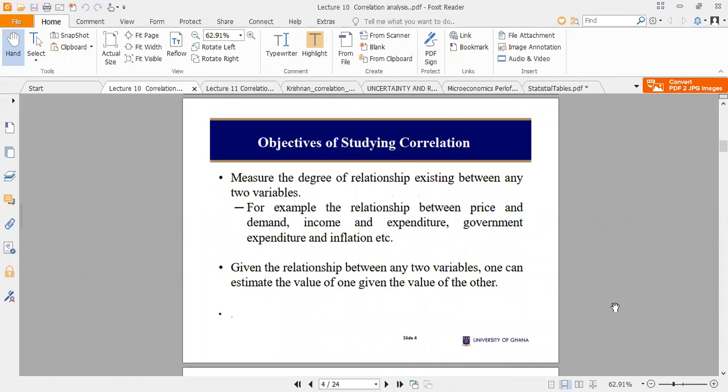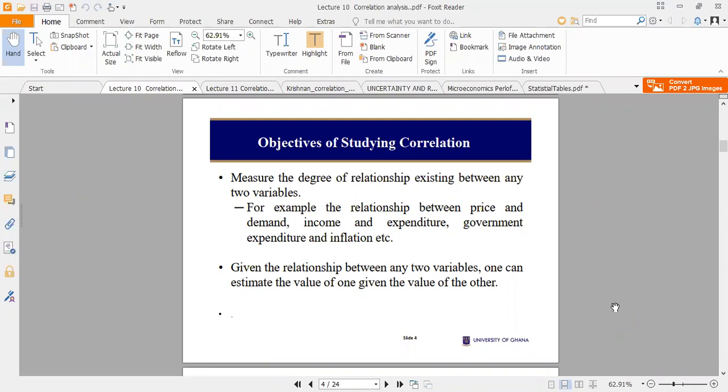Now for objectives, this slide is just for reading. I'll jump a lot of things later. Those who couldn't read, you can just go back and read them, and then we rather look at the computational aspect. Okay, so for the objectives of studying correlation, why do we study correlation?